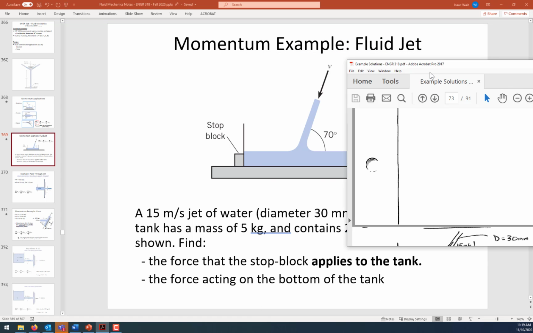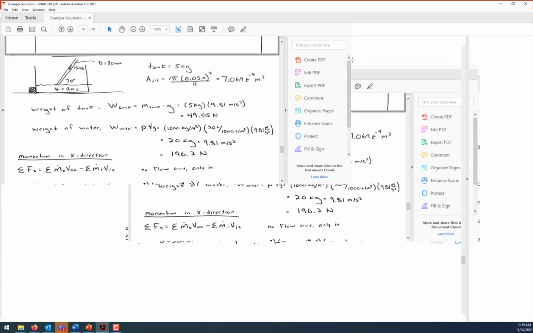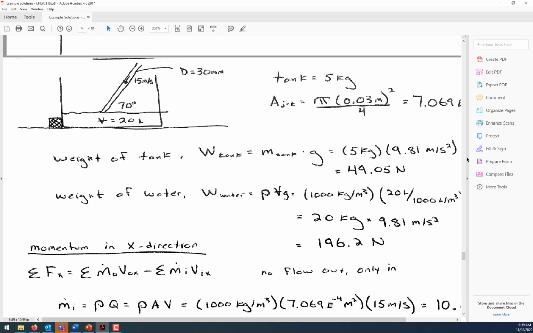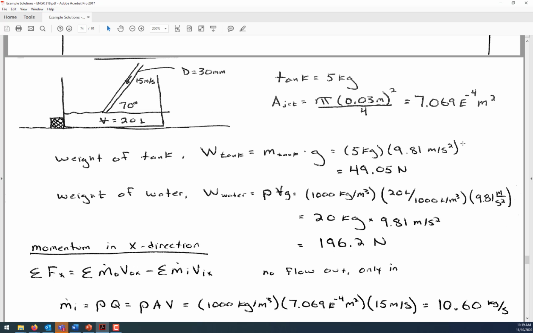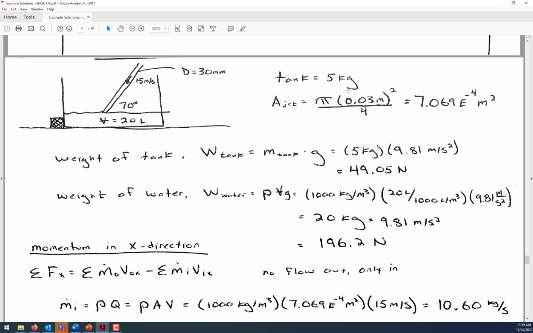Because even if you don't know exactly how to solve every part of a problem, for instance, if you're given the diameter of a jet, you probably aren't wasting your time if you calculate its cross-sectional area. And so that's one of the initial things that I've done. You can see with the given diameter of the jet, the diameter was specified as 30 millimeters. So that's 0.03 meters. And then calculated the area of the jet.